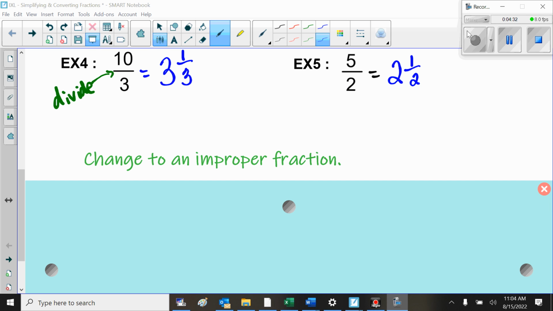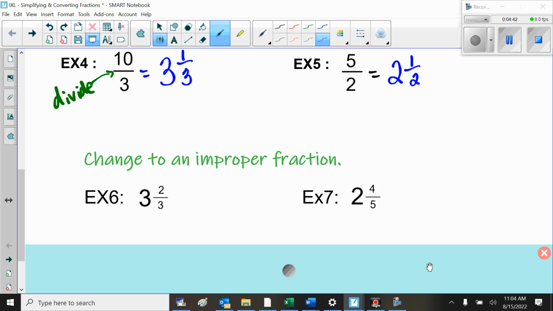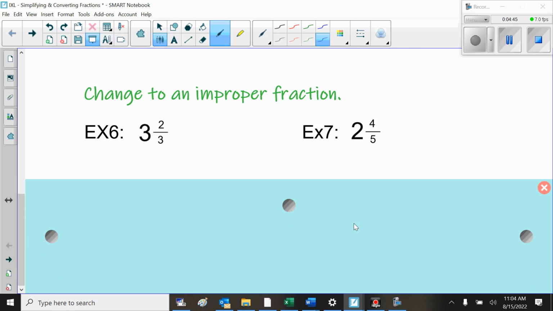All right. So an improper fraction, just like you said, is a fraction where the numerator is greater than the denominator. And we are going to change these fractions from a mixed number to an improper fraction. Okay? So, you guys remember how to do this?